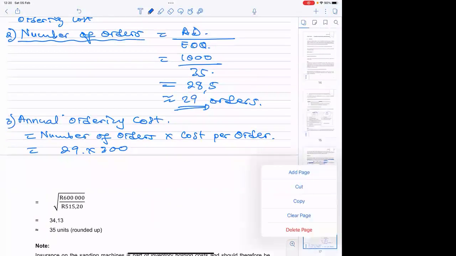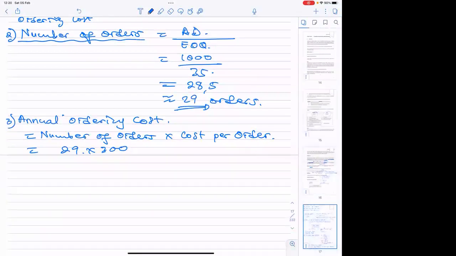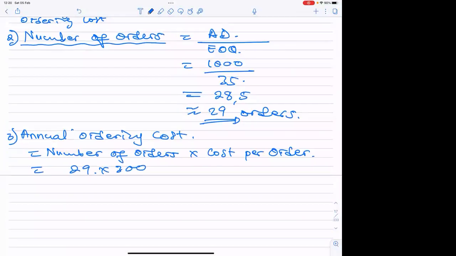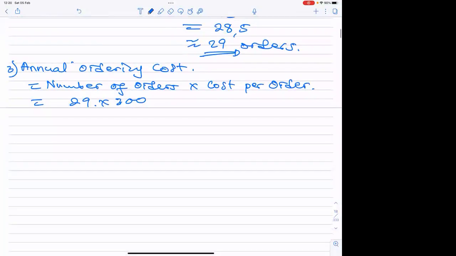My computer failed me just before class, so we'll be using this tablet just now.